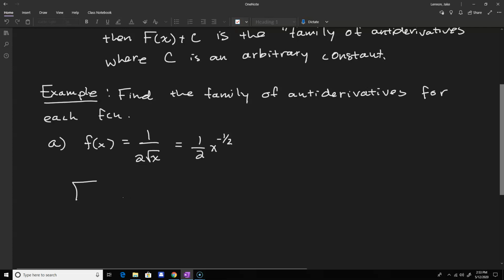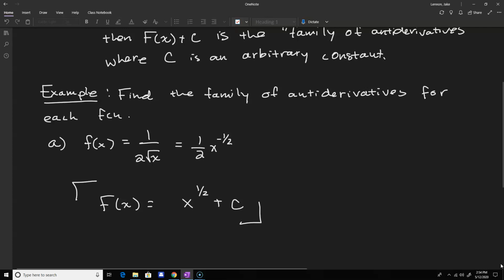So we might say, okay, capital F of x, this could be equal to x to the 1/2, so we could kind of check and say, okay, well, if we took the derivative of that, we would have 1/2 x to the minus 1/2, so that looks like that'll do the job. And then if we want the family of antiderivatives, we just add a plus c to the end. So that would be the case there.